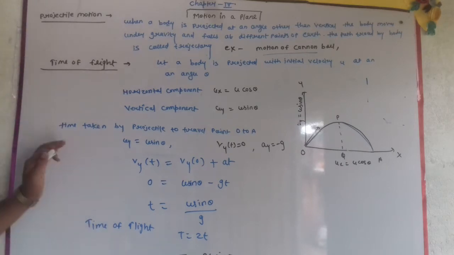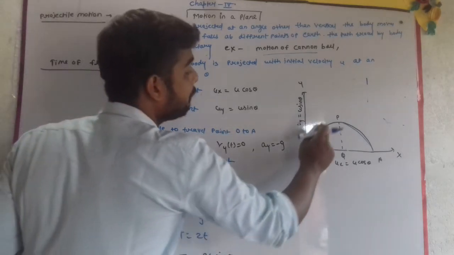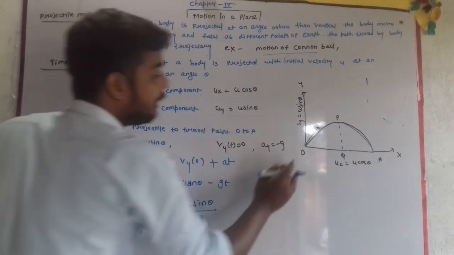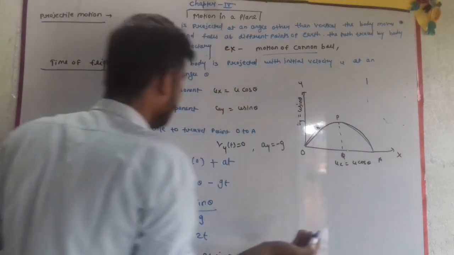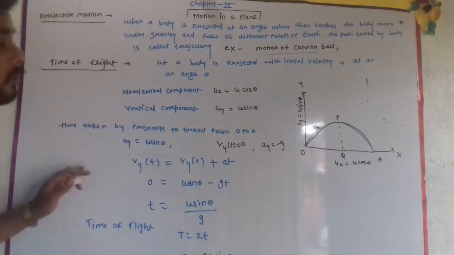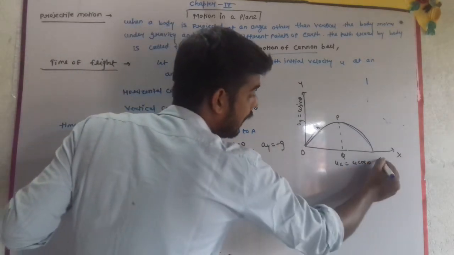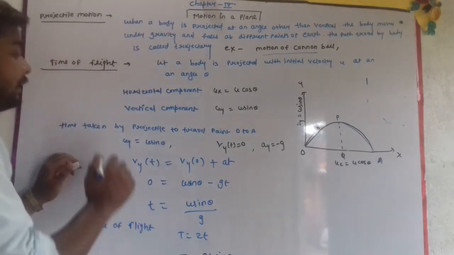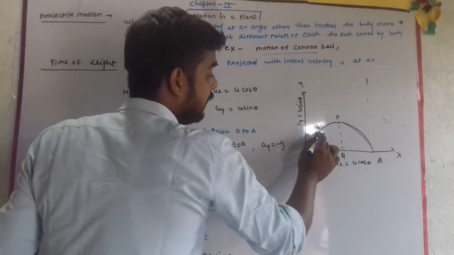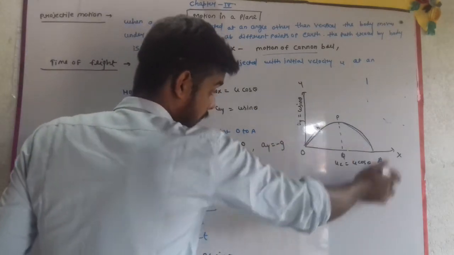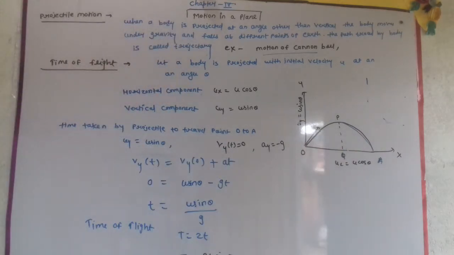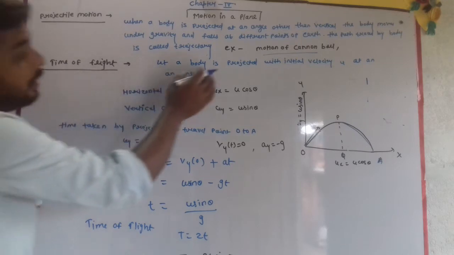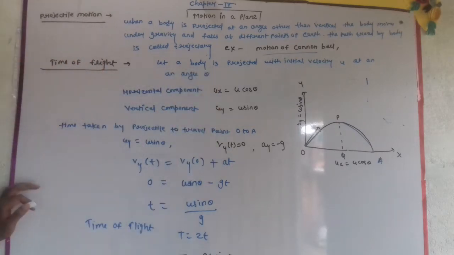So what is the time of flight? The time taken by the projectile to travel from one point to another. For example, if this is point O and this is point A, then it is the time taken by the body to travel from O to A. So let's solve this numerical.